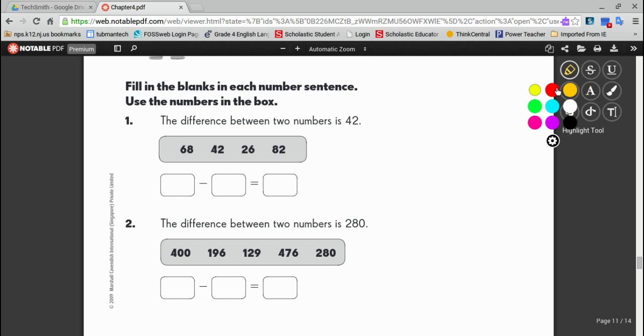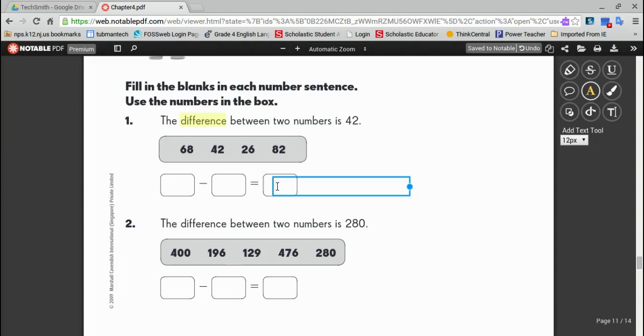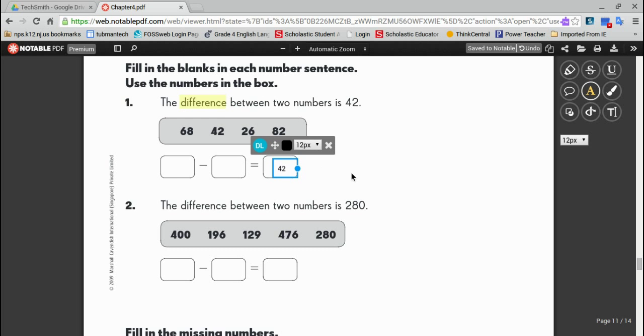And again, when I want to find the difference between a number, I know I need to subtract. So they lay out the problem for you right now. The difference between two numbers over here is 42. So the first thing I can do is write 42 as my answer, because they tell me the difference between the numbers is 42. Now I have to figure out which two numbers, when I subtract, get me 42.